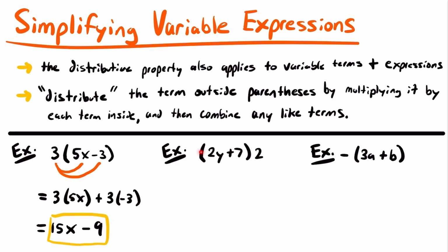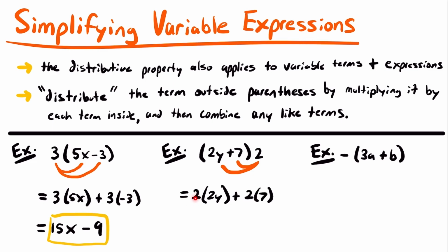If we move on to our second variable expression here, this time the term on the outside of the parentheses is to the right of the parentheses, but it doesn't matter. We can still simplify this variable expression using the distributive property. We will multiply 2 by both of these inside terms. We'll multiply 2 by 2y and then multiply 2 by 7. And so if we do that, we will get 2 times 2y plus 2 times 7.